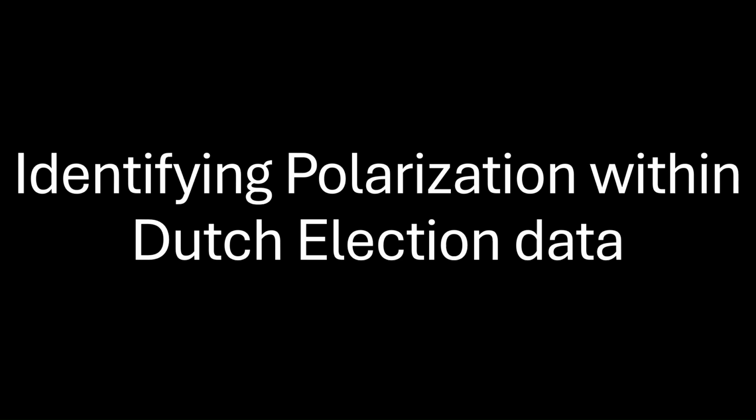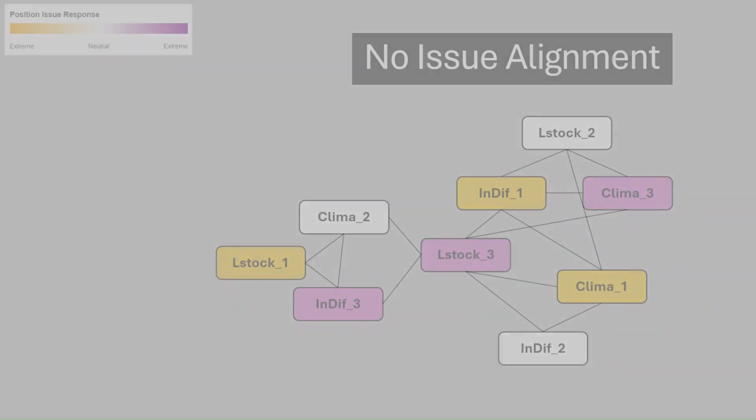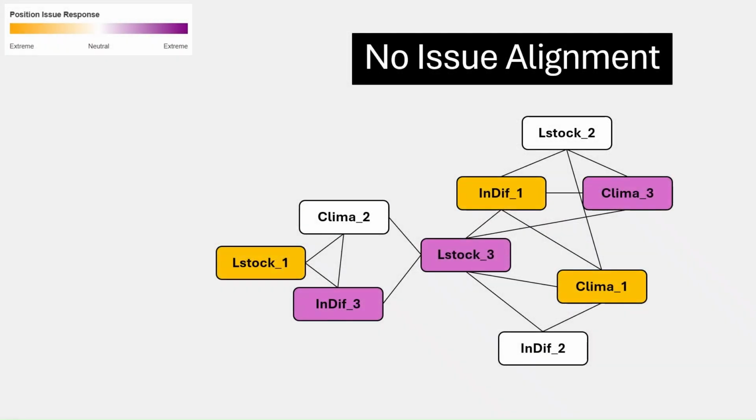Let's move on to the last part of this explanation video and analyze the Dutch election data for issue alignment and partisan sorting. Issue alignment can be identified within response item networks by looking into the strength of the correlations between response nodes and the grouping of response nodes within the network. There is low issue alignment when the connections are thin and the neutral and extreme responses are scattered across the network.